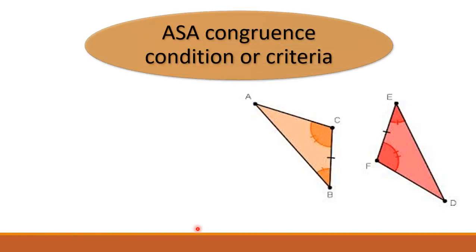Now let's talk about the ASA congruence rule, that is angle side angle. In this figure, you observe that two triangles are given, and by the markings we can understand that side CB and side EF are equal. Angle C of triangle ABC and angle F of triangle EFD are equal in measure, as well as angle B and angle E of both triangles.